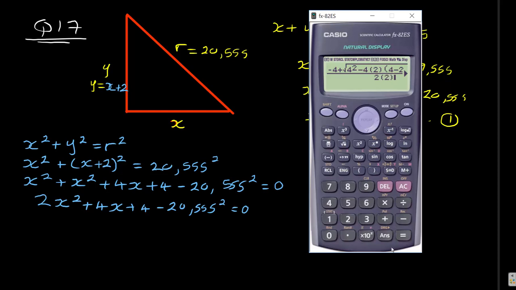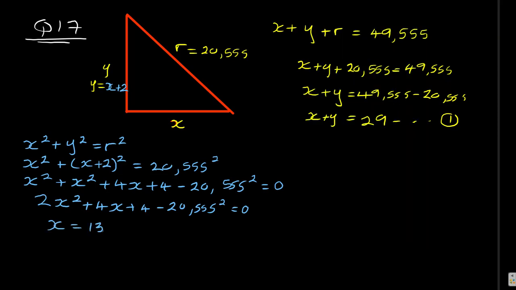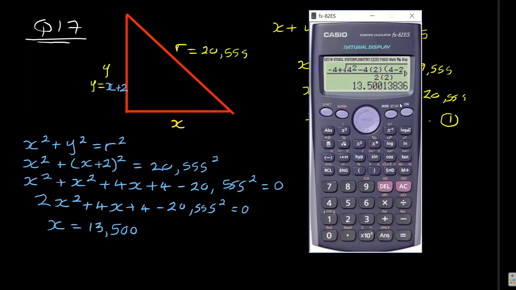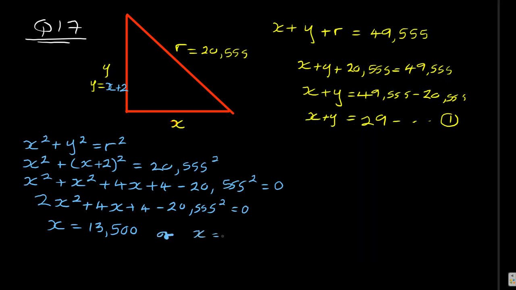So if you do that, you get your first answer as 13.5001. So my x here is 13.5001, which to 3 decimal places becomes 13.500. That is the first value of x. Now the second value of x, if you put a negative, you get minus 15.500. So now you have these two answers, but remember, this cannot be correct because x can never be negative. So that's the first part.